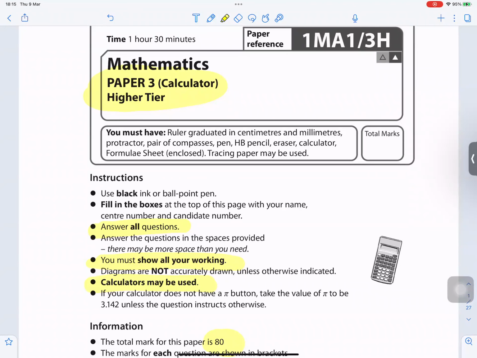Mathematics paper 3, calculators here. Answer all questions. You must show all your working. Calculators may be used for this paper. Total mark for this paper is 80.